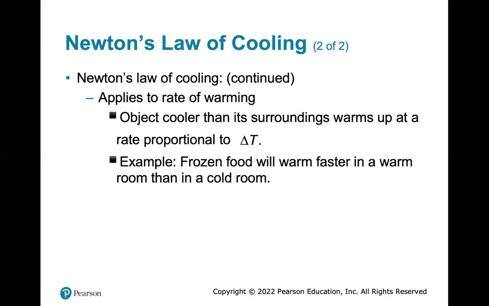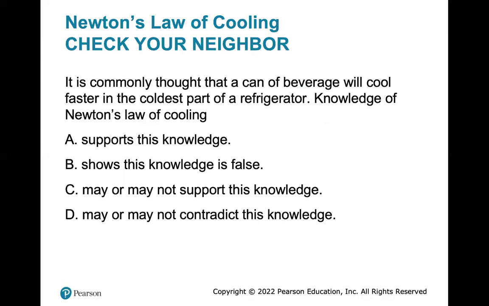Okay. It also applies to the rate of warming. An object that's cooler than its surroundings warms up at a rate proportional to the delta T, the temperature difference. An example is frozen food will warm faster in a warm room than a cold room. Okay. It is commonly thought that a can of beverage will cool faster in the coldest part of a refrigerator. Knowledge of Newton's law of cooling supports this knowledge, shows the knowledge is false, may or may not support this knowledge, may or may not contradict this knowledge.